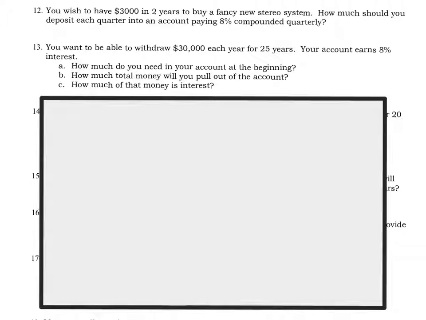So it seems to me that our withdrawal amount is $30,000 and we're looking for our principal. And so our time is 25 years. And since we want to withdraw this every single year, that will make our N 1. And our rate is 8%. Okay, we'll pause this while I set it up into the formula.